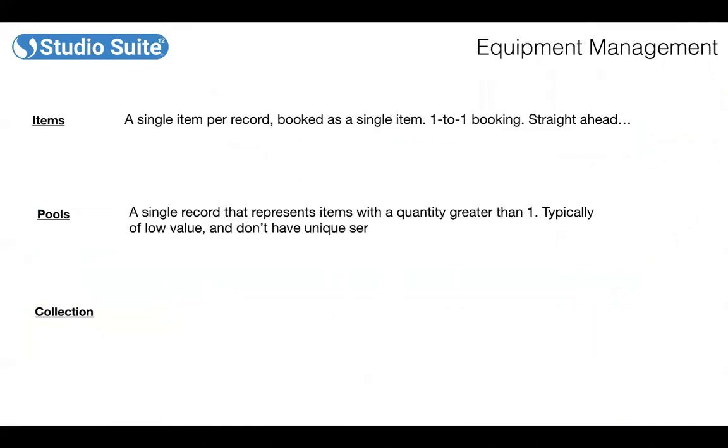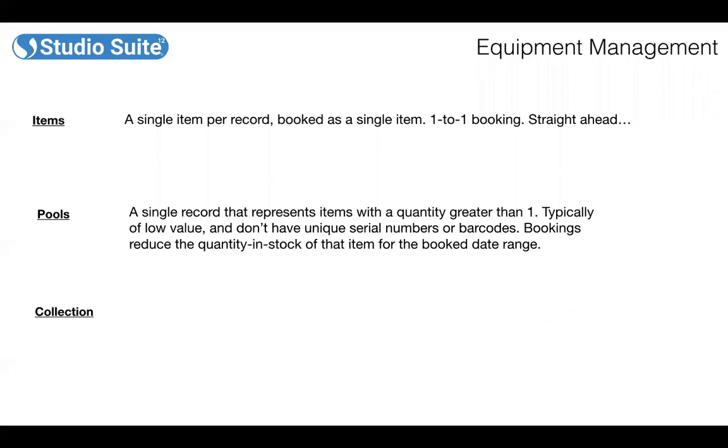Then we've got pools, and that's a single record that represents items with a quantity greater than 1, typically of low value, and they don't have unique serial numbers or barcodes. Now, bookings reduce the quantity in stock of that item for the booked date range.